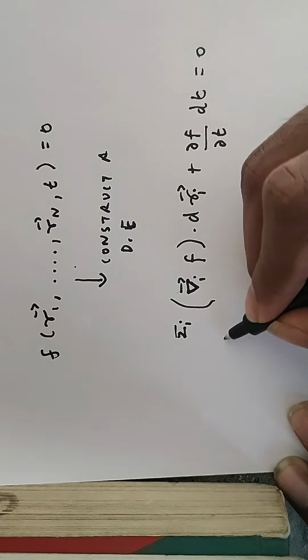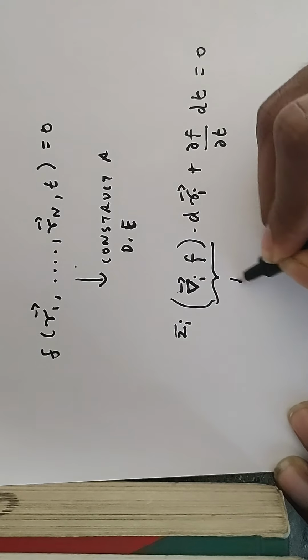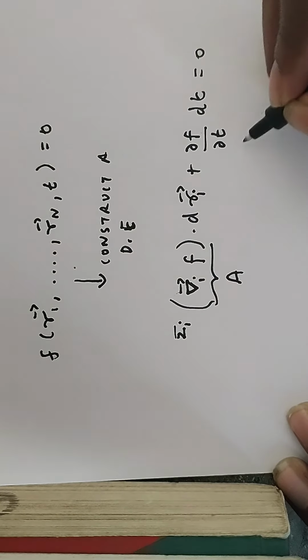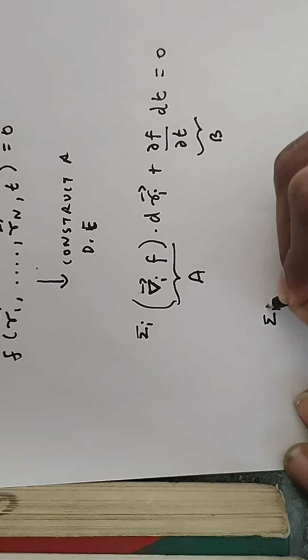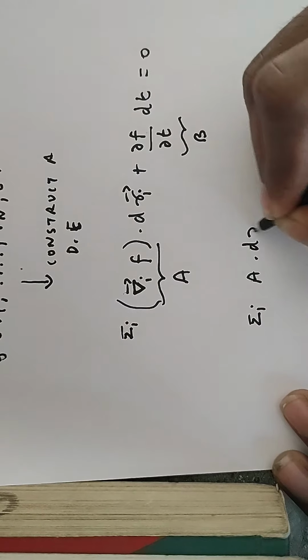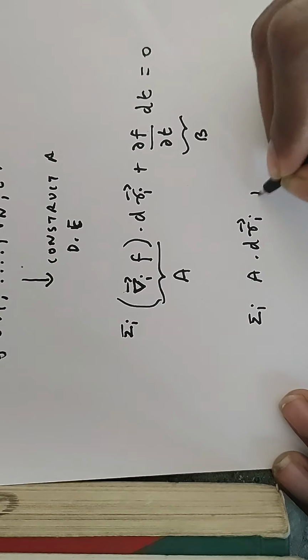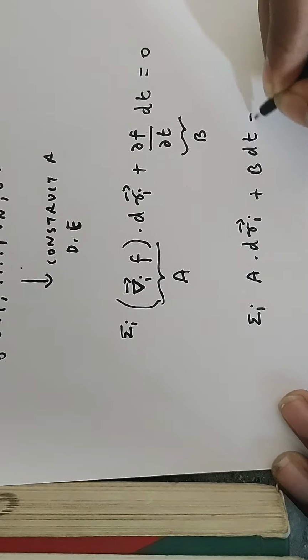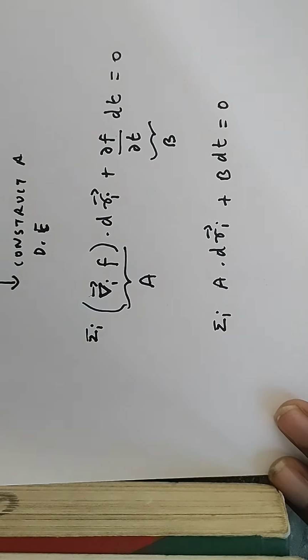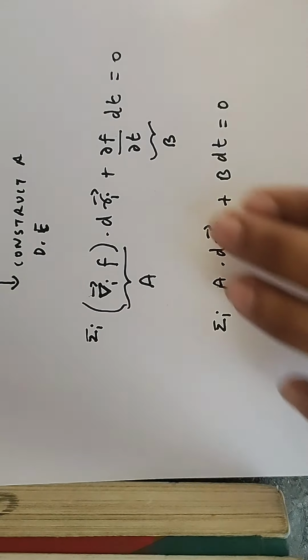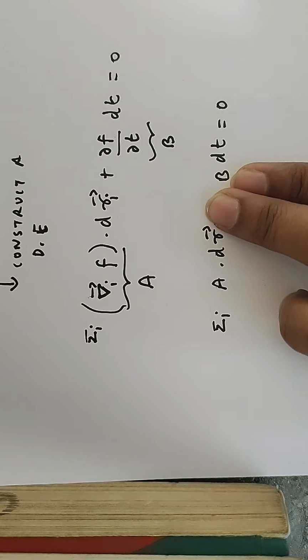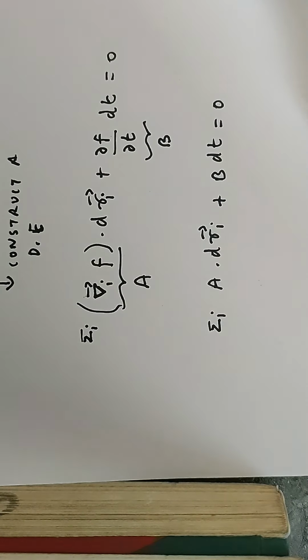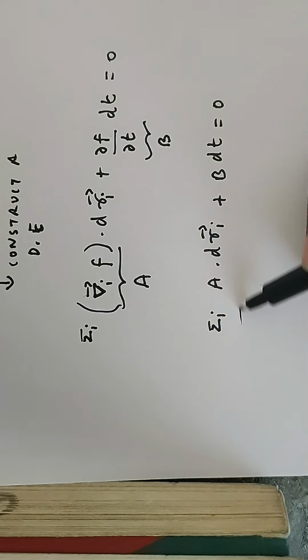What I do is I say this term is my A_i and this term is my B. So I will have A_i dr_i plus B dt equal to 0. So now you see we have a non-holonomic constraint which also has a similar form to the holonomic constraint. We are going to use this.